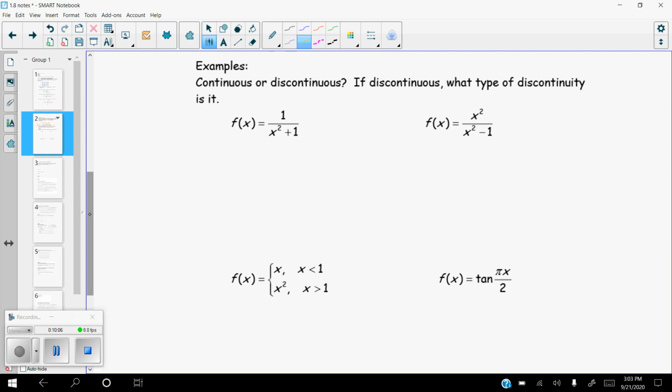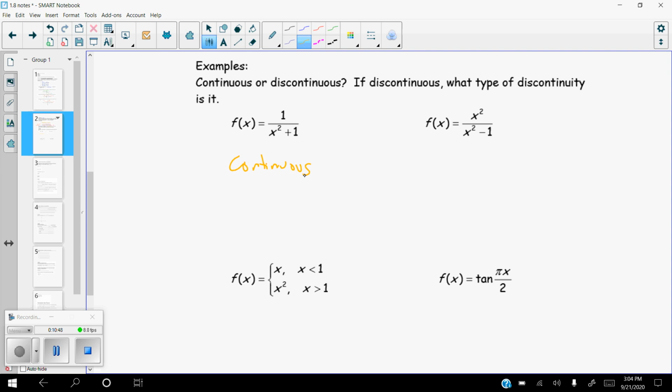So the first one, f of x equals 1 over x squared plus 1. Remember, for something to be discontinuous, the easiest thing to look at when you've got a fraction is, does something make the denominator 0? Can I plug anything in for x to make that denominator 0? The answer is no. x squared plus 1 cannot ever be 0, at least not in the real numbers. We're not dealing with imaginary. So this is continuous, which is nice. The smallest value x squared plus 1 can possibly be is 1. You're good. It's never going to be 0.